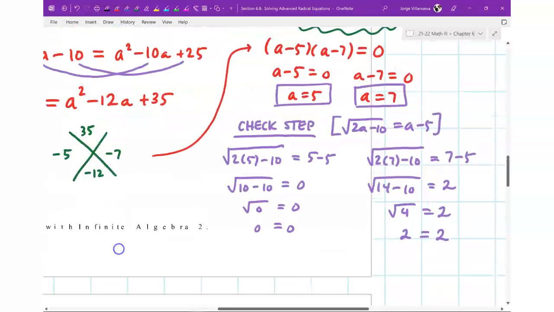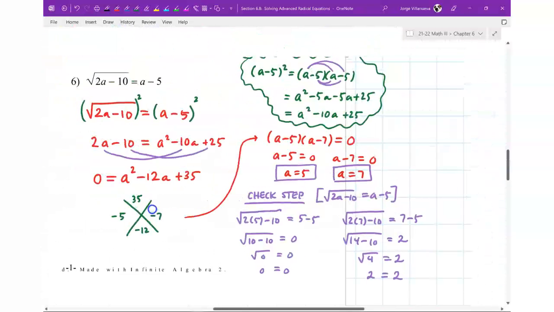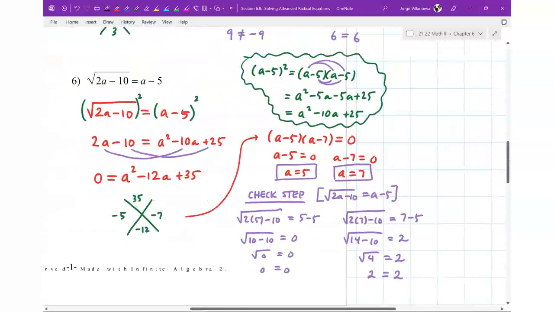Are we okay with this one? This one was a lot more work, right? You had to kind of work out your distribution and all that stuff on the side in order to solve. All right, so let's do the last one. I think I told you it's going to be number 12.